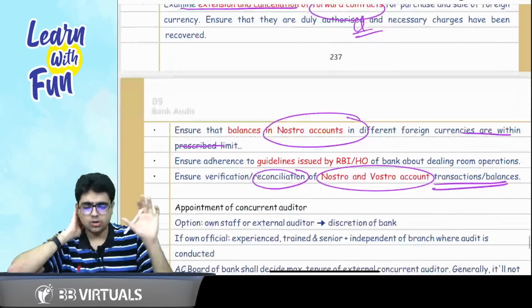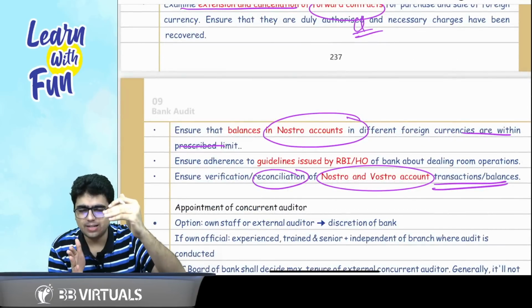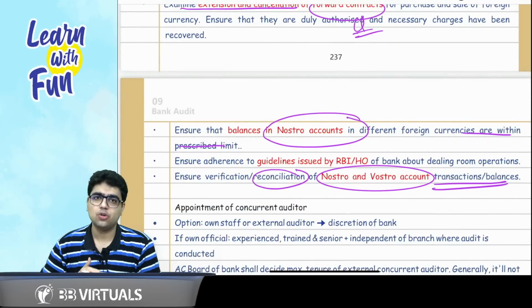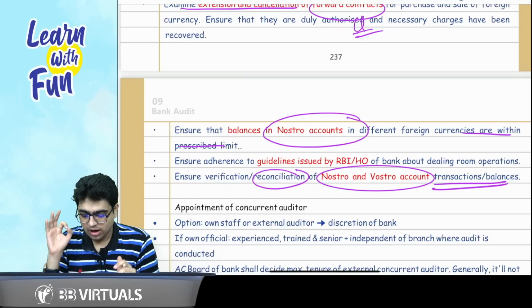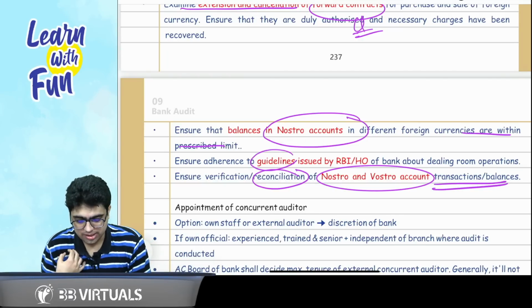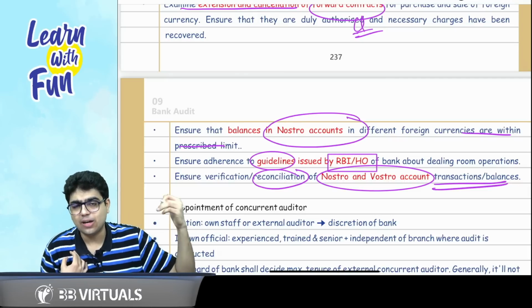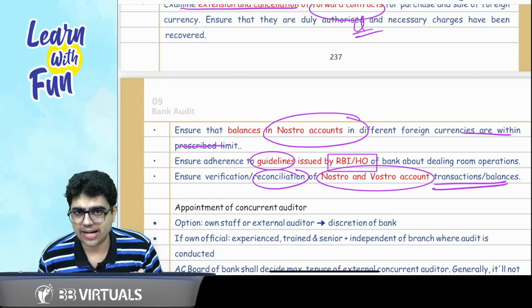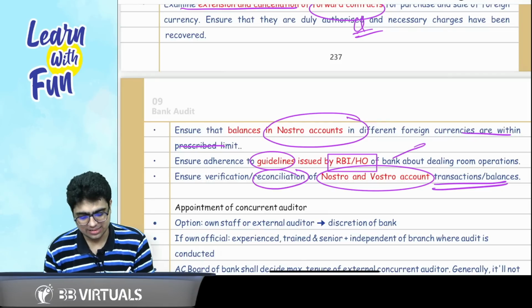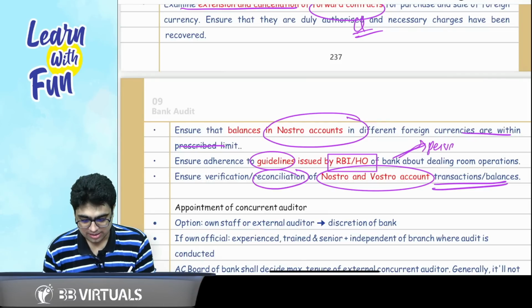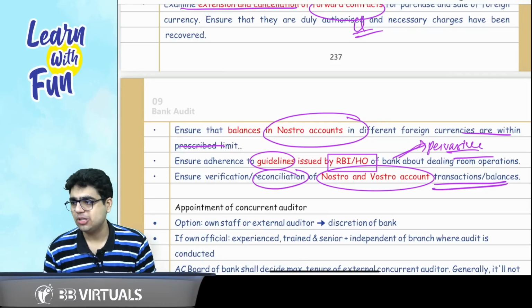Then you talk about the Nostro account, whether the Nostro accounts are within the limits. And then you check the reconciliation or verification of Nostro Vostro account. Everything should adhere to the guidelines of RBI and head office. Please remember this point. In all cases, you need to comply with the head office and RBI guidelines. This is a pervasive point which can be used everywhere.